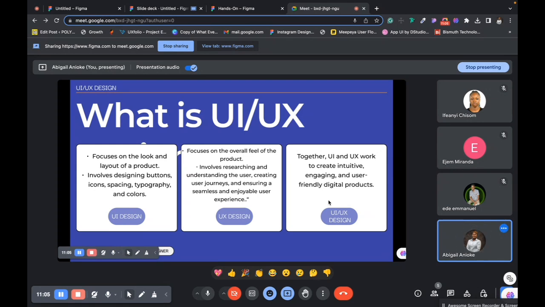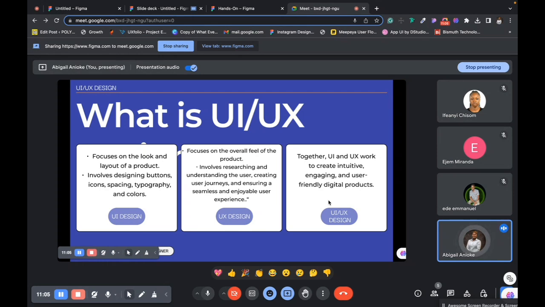So then back to our slides, we say UI focuses on the look and the layout of a product. It also involves designing buttons, icons, spacing, typography, colors. You can see my slide.